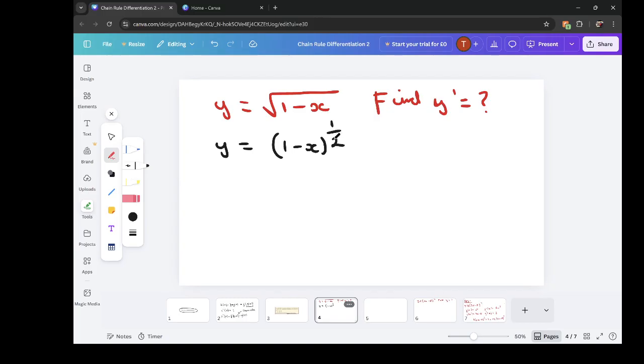Now that we've written this in terms of this, what can we do from here? Now we class our terms. So we write f of u, right? Our u being, you'll find out soon.